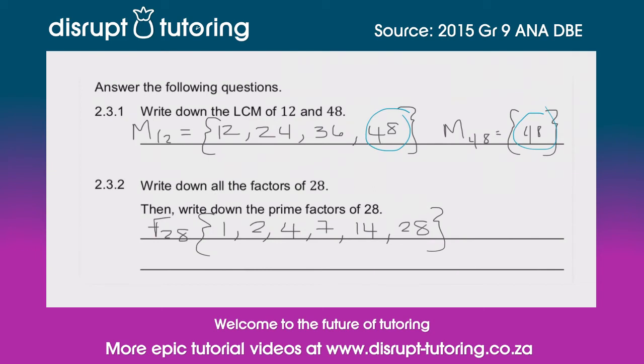Now they've asked us to write down the prime factors of 28. So I'm going to write so that the examiner knows exactly what I'm doing. I'm going to say the prime factors of 28, and that's going to equal. Now let's circle our prime factors. So one of them is going to be 2, another one is 7, and those are the only two I can see. So it's going to be 2 and 7, and that's going to be your final answer. So you'll get a nice mark for the factors of 28, and then you'll get a nice mark for the prime factors of 28.